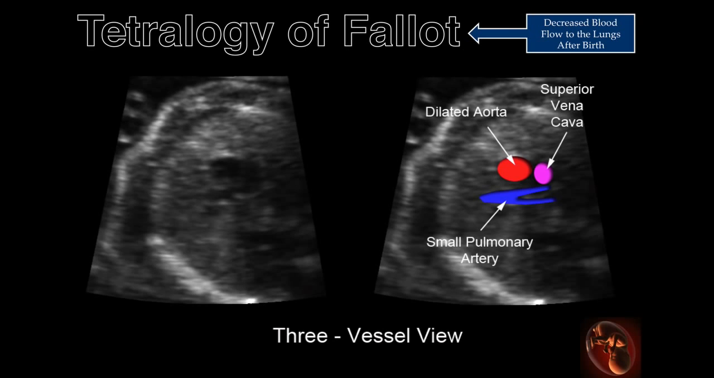This view is obtained in the transverse plane just cephalad to the 4-chamber and 5-chamber views previously described. This is the 3-vessel view, which demonstrates the small pulmonary artery lying perpendicular to the large aorta seen in cross-section. The superior vena cava is also observed in cross-section adjacent to the aorta.